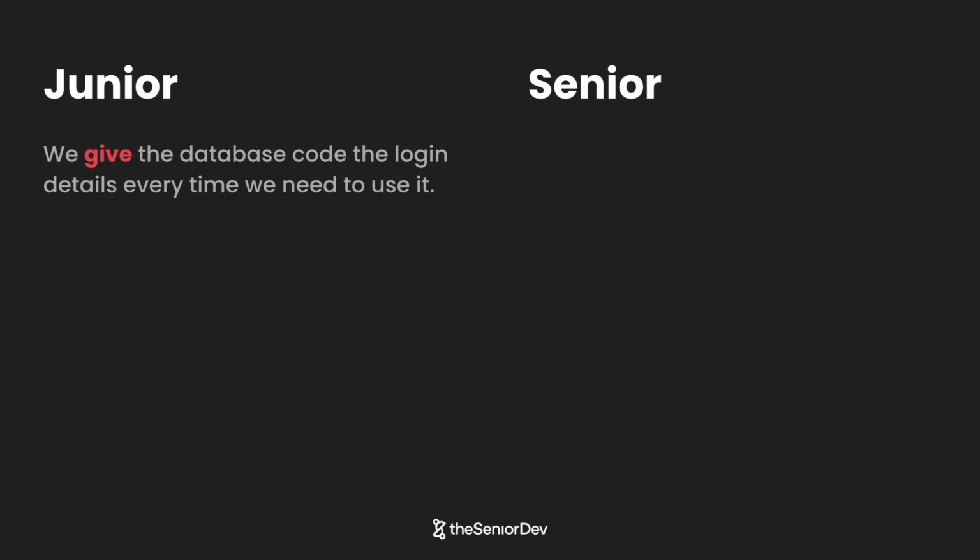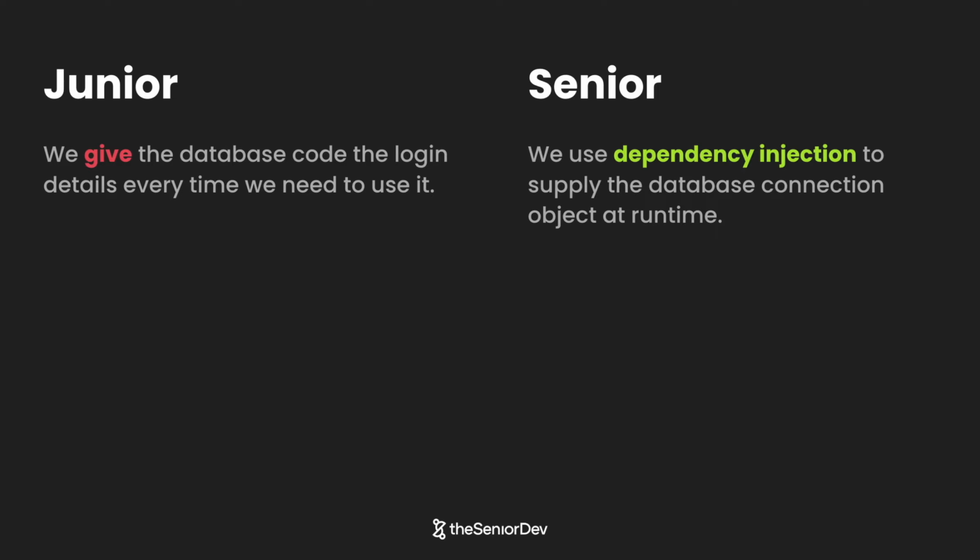Juniors would talk about passing arguments. So, pass this as an argument, but seniors would mention dependency injection. A junior would say that we give the database code the login details every time we need to use it. A senior would say that we use dependency injection to supply the database connection object at runtime.